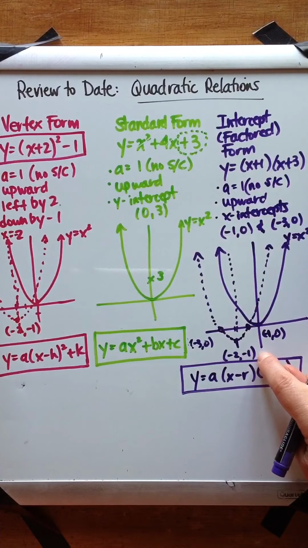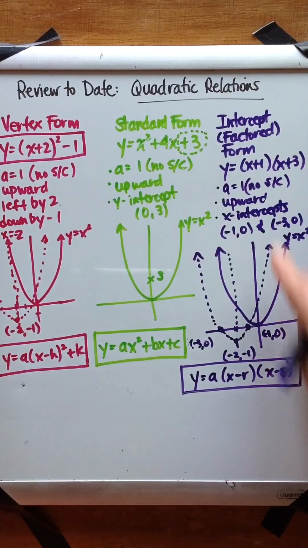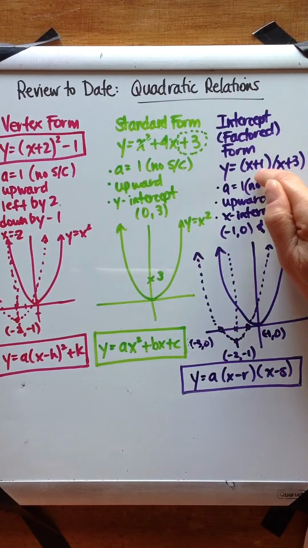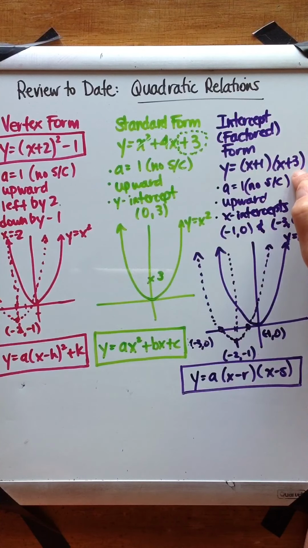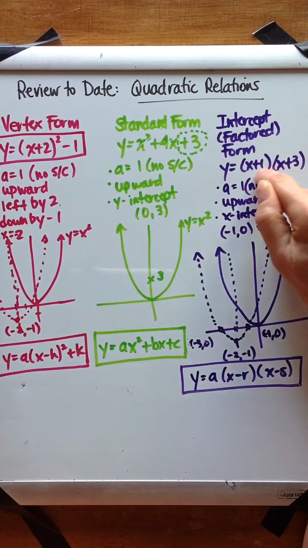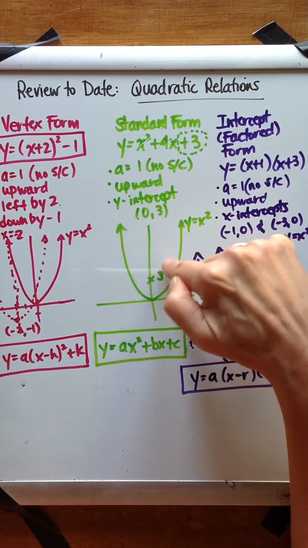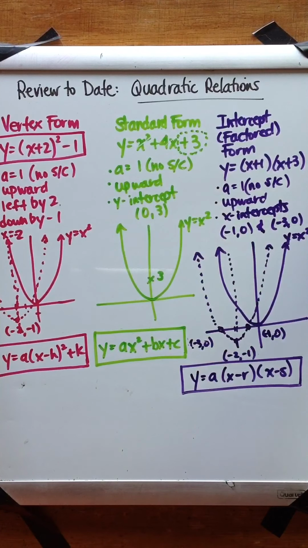The last thing is just the y-intercept. You can't get it from here directly, but you can get it if you set x equal to 0 and sub it in. So let's do that for fun. This would become 0 plus 1, which is 1, 0 plus 3, which is 3. 1 times 3 means y would be equal to 3. And we already know that to be true for this particular parabola.